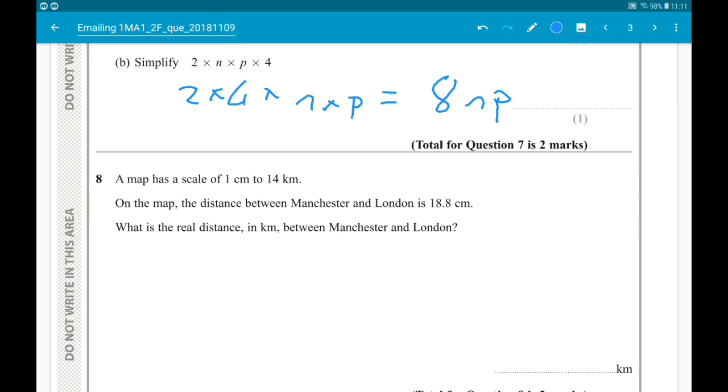Okay, so every 1 centimetre represents 14 kilometres. So we need to do 18.8 times 14 kilometres. Remember again, it's a calculator paper, so 18.8 times 14 gives us 263.2 kilometres.